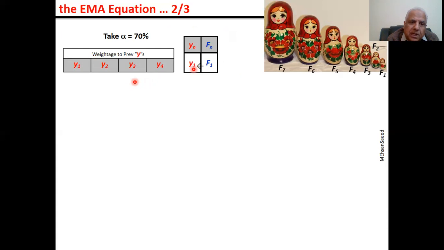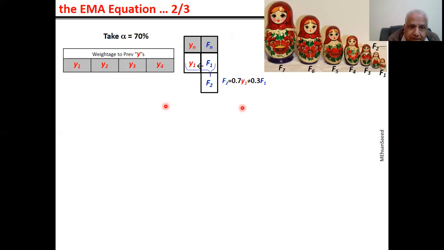What is going to be the forecast for house number 2 now? Going by the exponential moving averages formula, if we have 70% weightage, or value of alpha is 70%, then the forecast for house number 2 is 70% of this value and 30% of this value. So F2 is 70% of this value and 30% of this value. That is F2.